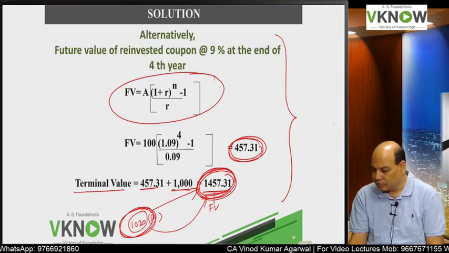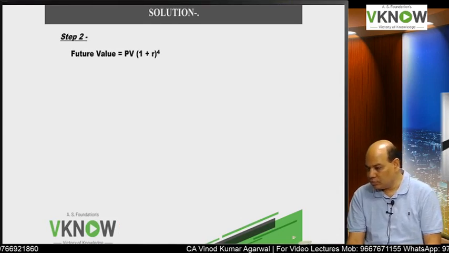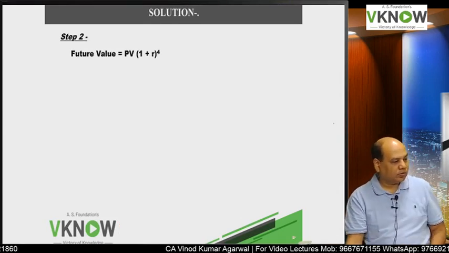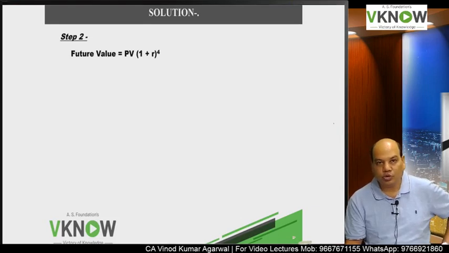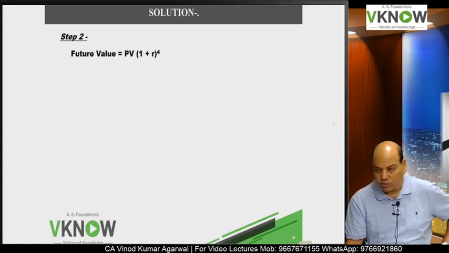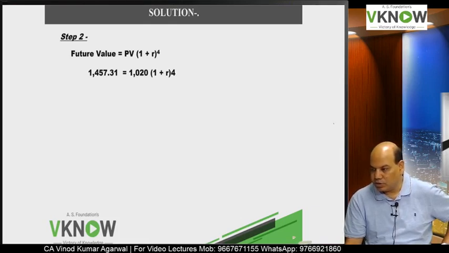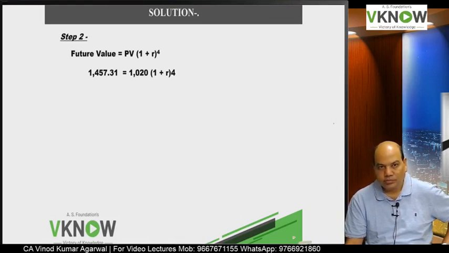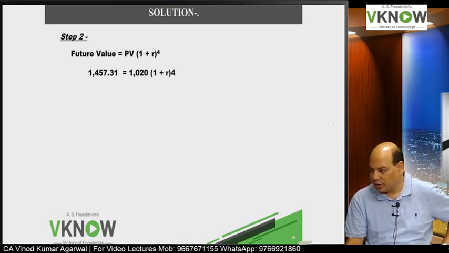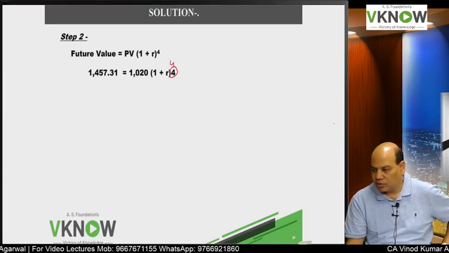1457.31, right? So write down below, step 2. We'll write this formula of future value. You can write the formula of present value also, doesn't matter. Future value equal to PV into (1 plus R) to the power 4. So now I am going to write an equation. 1457.31 is equal to 1020 into (1 plus R) to the power 4.